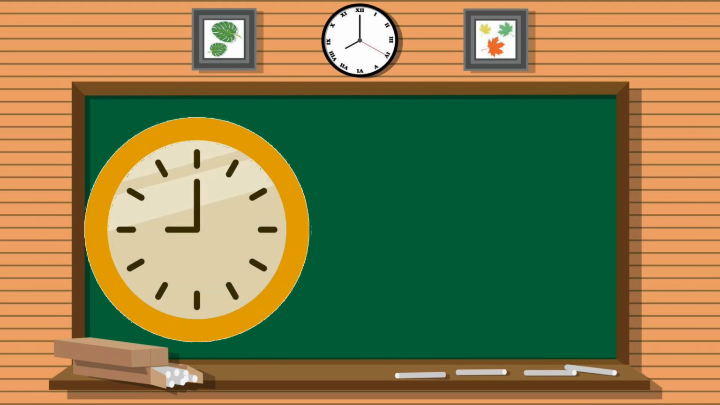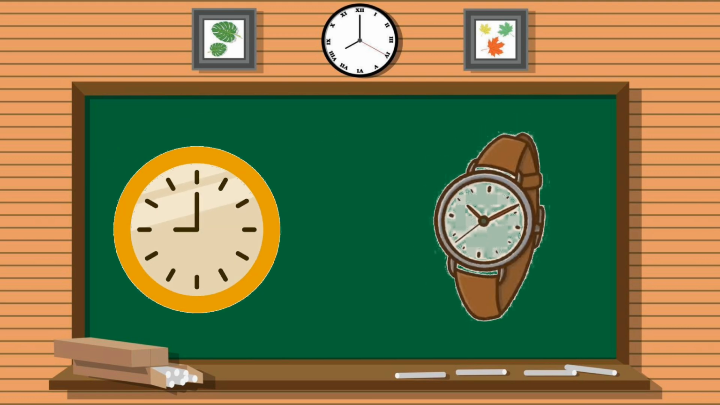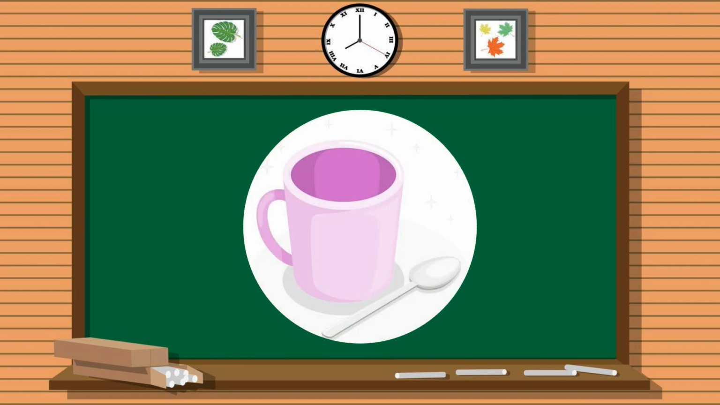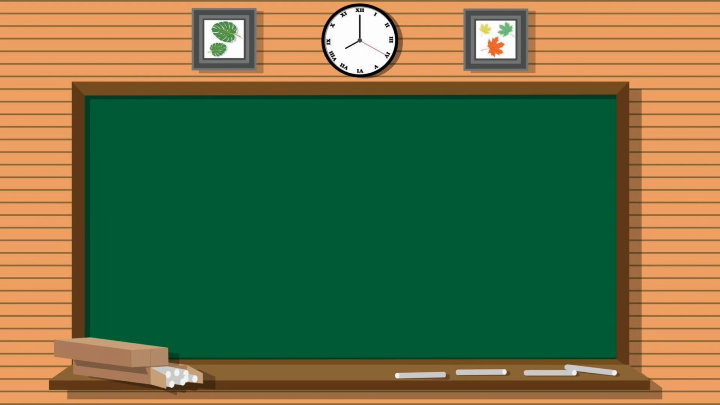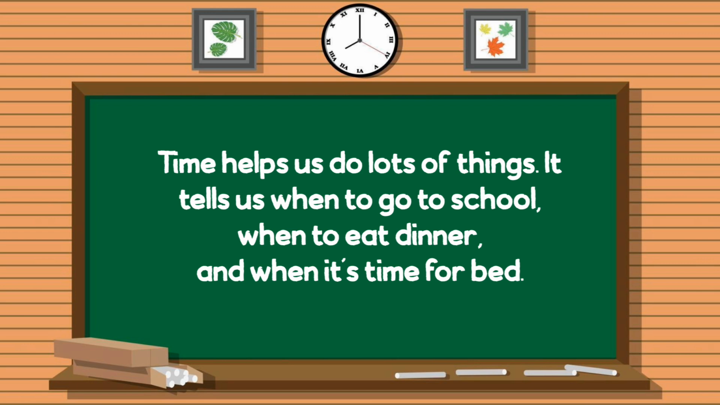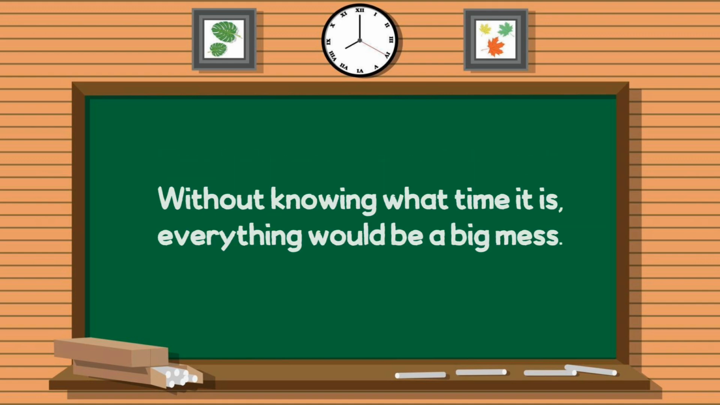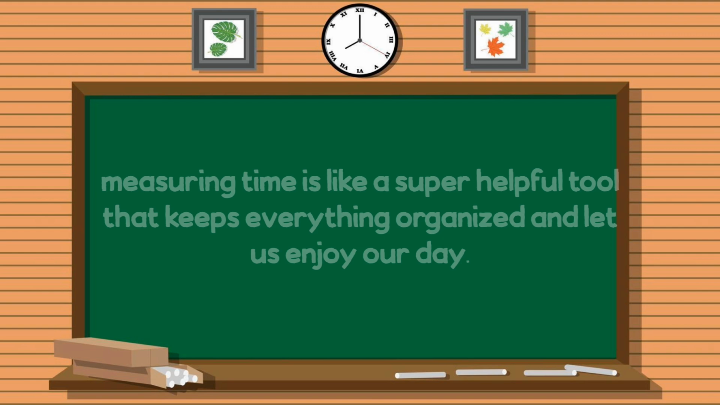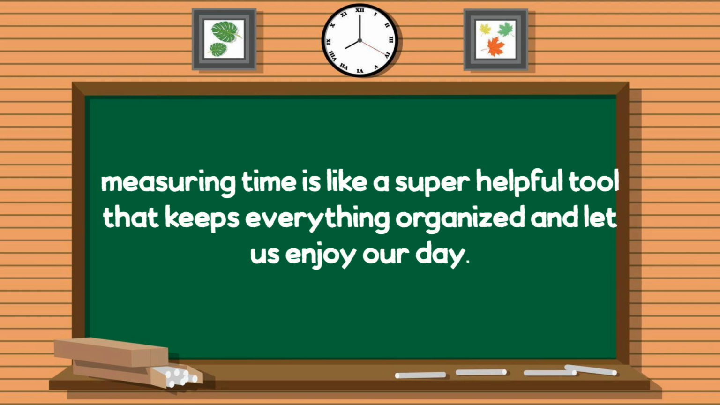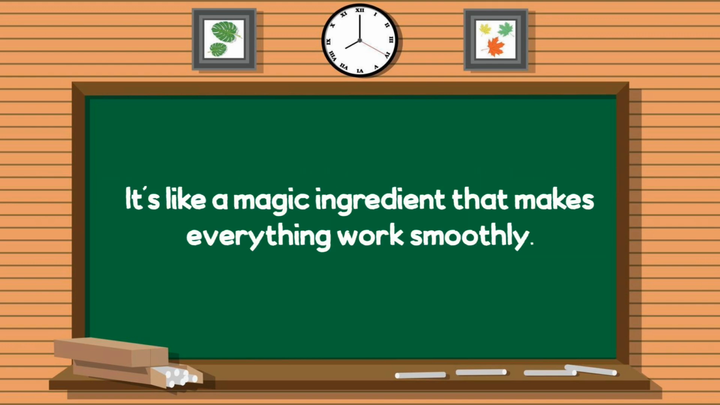We use clocks and watches to measure time, just like we use cups and spoons to measure ingredients. Time helps us do lots of things. It tells us when to go to school, when to eat dinner, and when it's time for bed. Without knowing what time it is, everything would be a big mess. So, measuring time is like a super helpful tool that keeps everything organized, and lets us enjoy our day. It's like a magic ingredient that makes everything work smoothly.